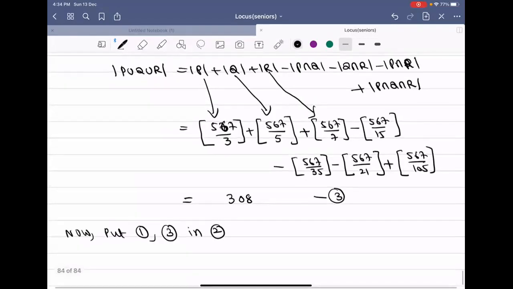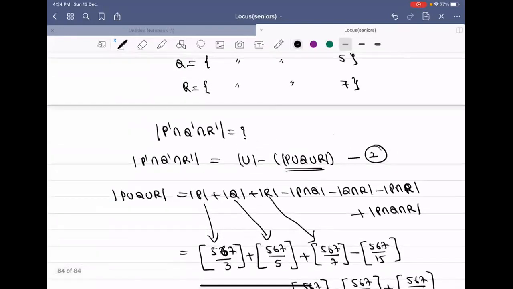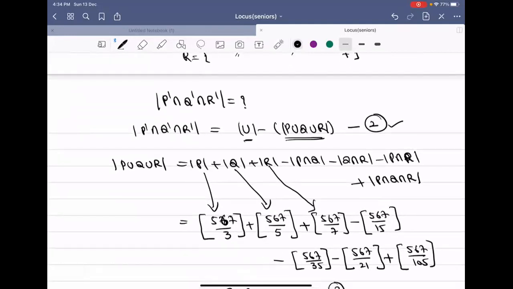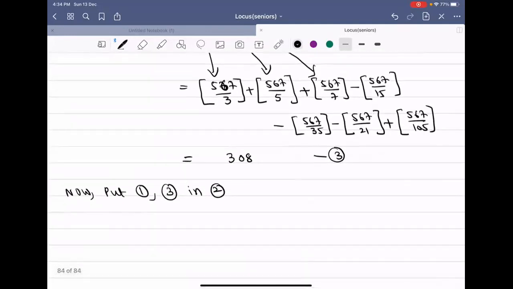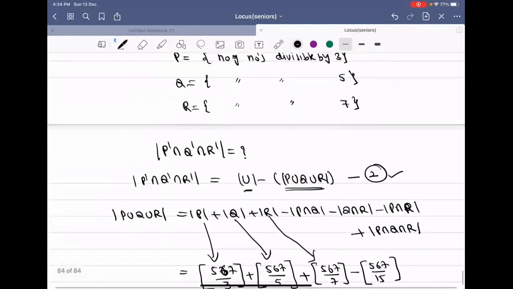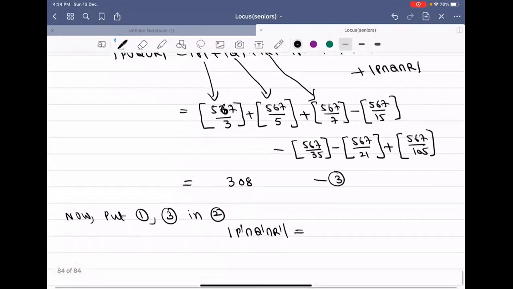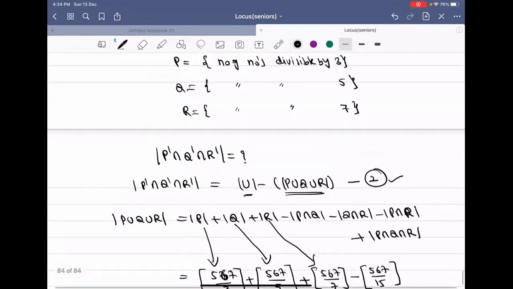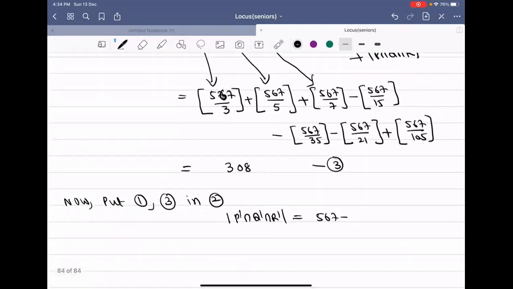Now put this into the formula. This is our final answer. The universal set is 567. Therefore P prime intersection Q prime intersection R prime is equal to the universal set, 567, minus P union Q union R, that is equal to 308. So this is the final answer.